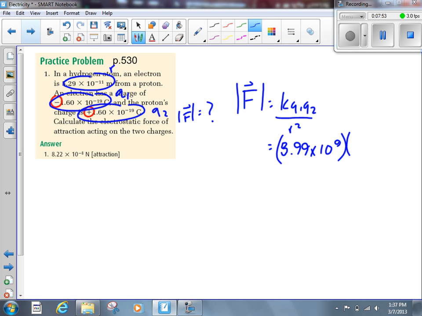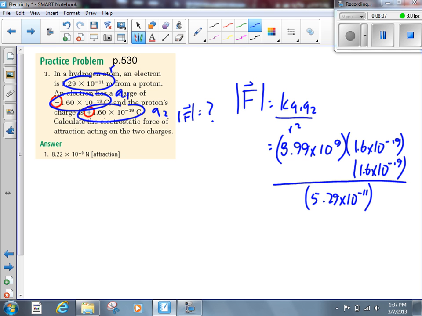8.99 times 10 to the 9 times 1.6 times 10 to the minus 19 times 1.6 times 10 to the minus 19, divided by the distance of 5.29 times 10 to the minus 11 meters. I can't tell you how many people over the years have gotten a question like this wrong because they forget to square the distance. Okay, it says KQ1 Q2 over R squared. Especially when we're dealing with a funny exponent like 10 to the minus 11, people just forget to square the distance for whatever reason. Even after I told that to my morning class, as they were doing some of these problems later on in the class, I still saw a couple people making that mistake. Even after I said, don't forget to square the distance.